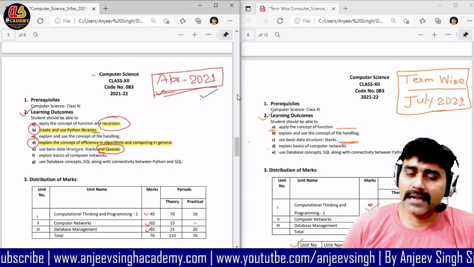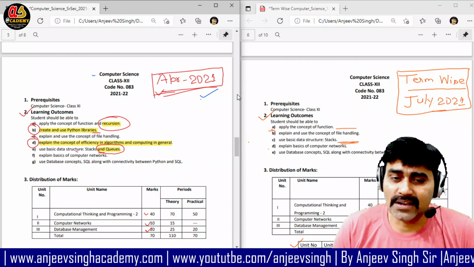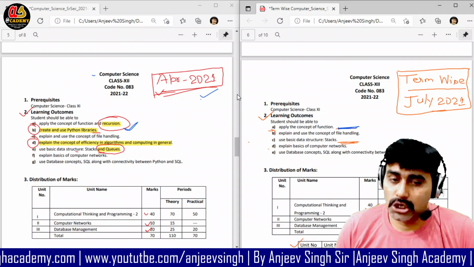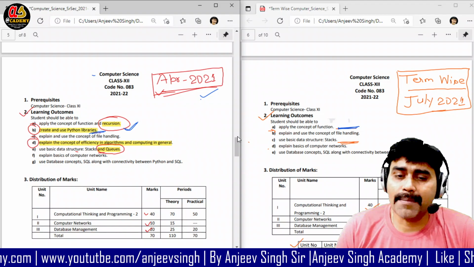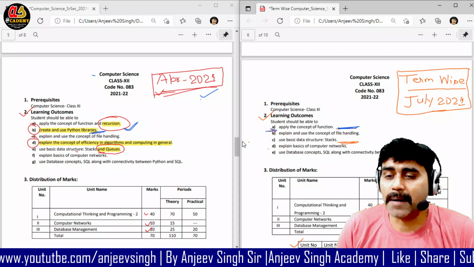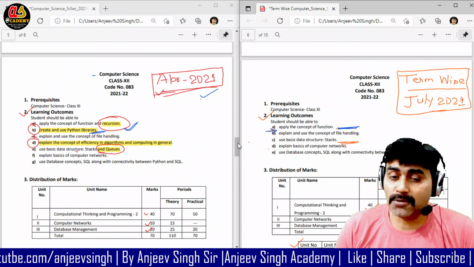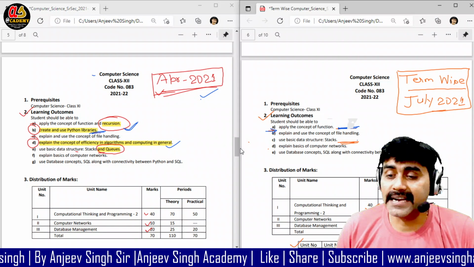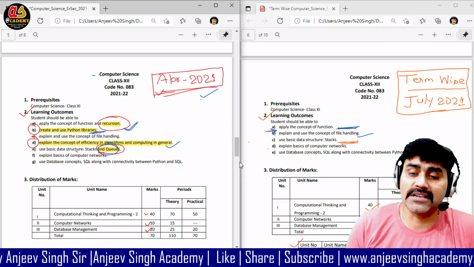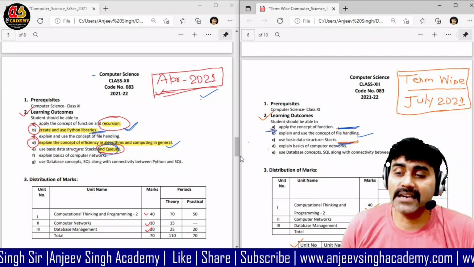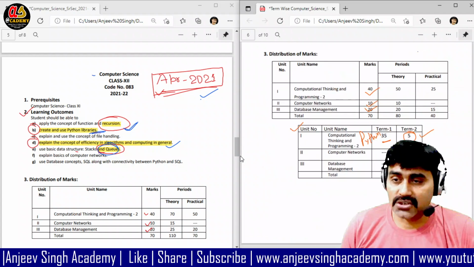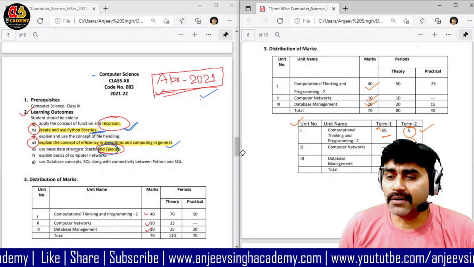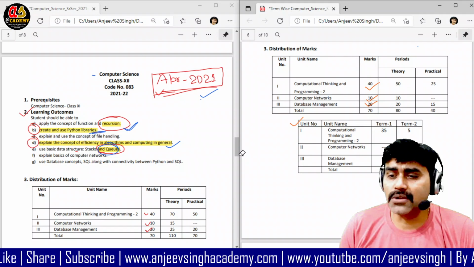So now all the changes are highlighted here. You can see recursion is available on this side, but on this side in the term wise syllabus recursion is not available. Creating and using the Python library is available here, but in the new syllabus this part is not there. Explaining the concept of efficiency in algorithm computing in general is given here, but on this side it is not given. As well, you can see the queue is given here, but the queue is not here. Only up to stack you have to teach the students. Another difference you can observe here is what the new changes are.